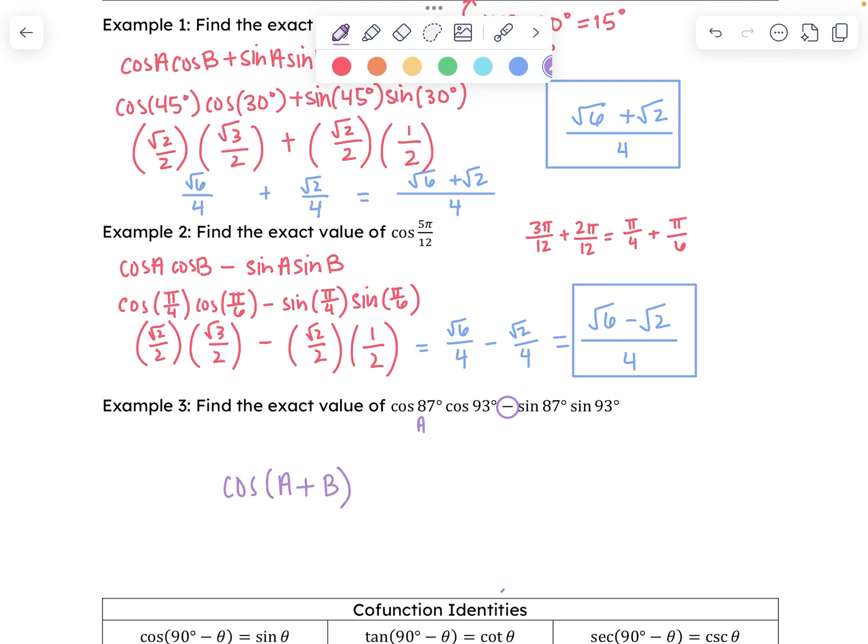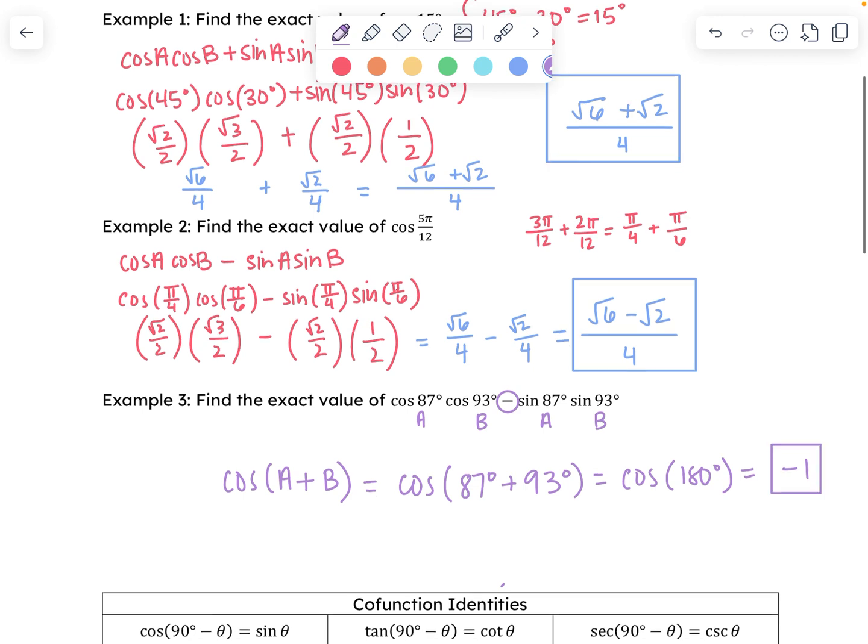Okay, I've got a and b, a and b. So my a value is 87 degrees, my b value is 93 degrees. So the cosine of 87 degrees plus 93 degrees. When I add those together, I end up with the cosine of 180 degrees. And 180 degrees is on my unit circle, over on the negative side of my x-axis. If I'm looking for the cosine of that, it's going to be -1. So my answer here would be -1.